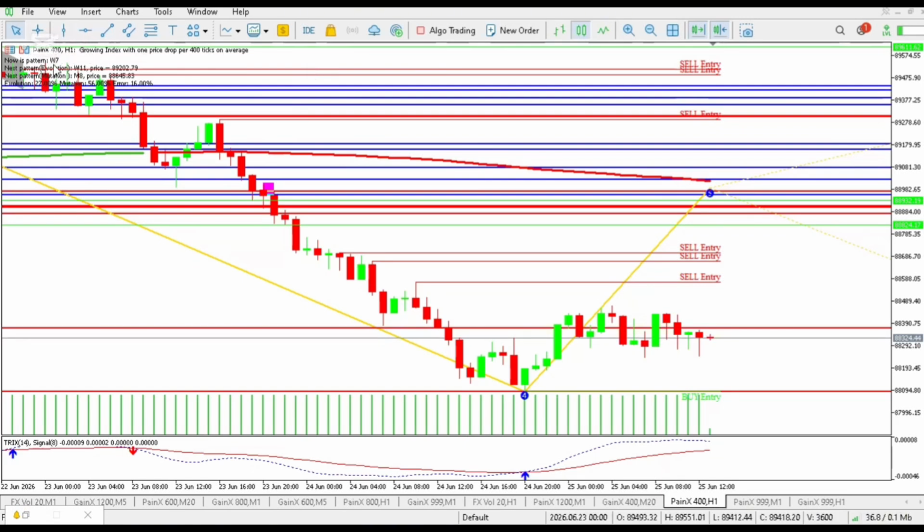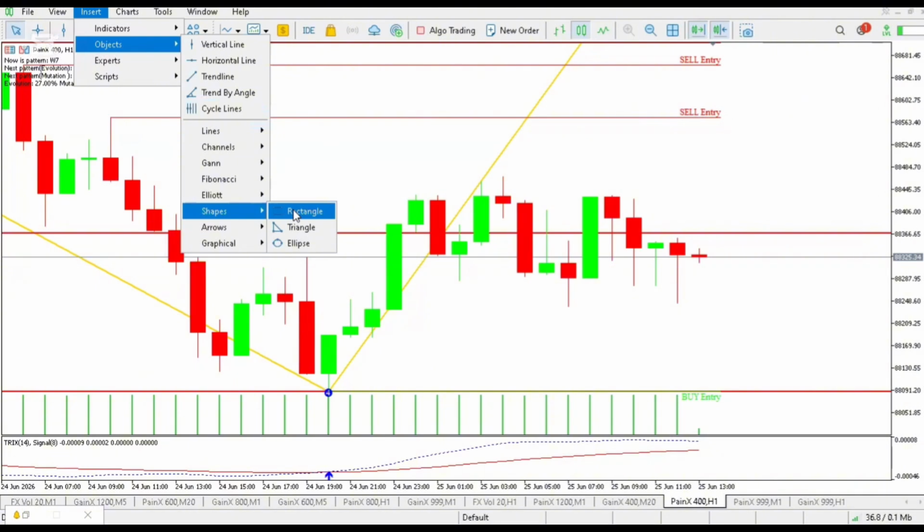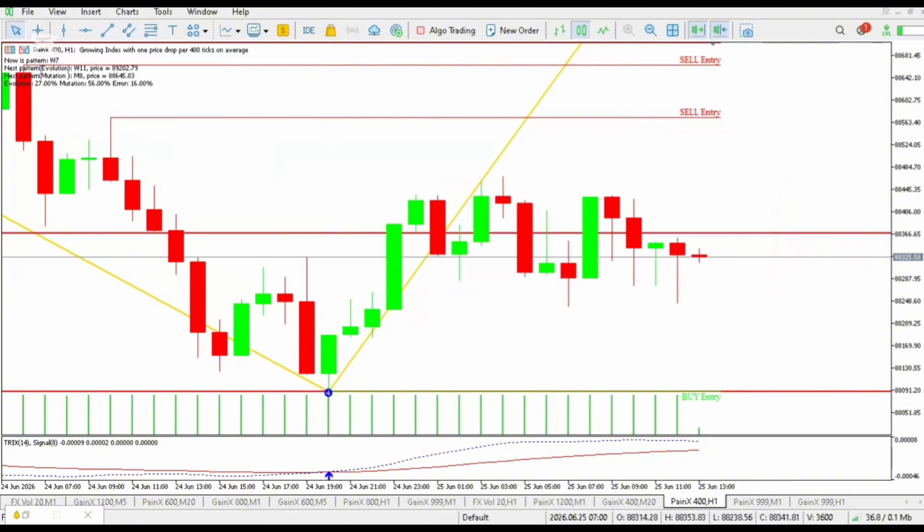Right now, this is the hourly time frame on Paynex 400. So what are you going to look for? You need to check the type of candlesticks that are there on the hourly time frame. For instance, we have candlesticks like this. Let me highlight those candlesticks so that you can see what I'm talking about. So these are the candlesticks I'm talking about. So basically, these are the candlesticks that are showing us that the market is moving this way.